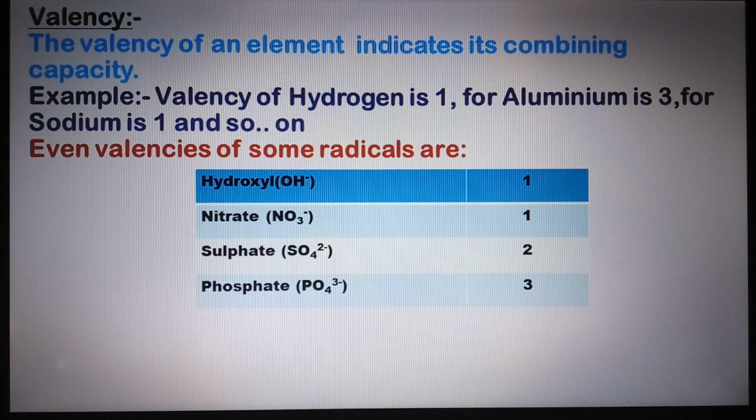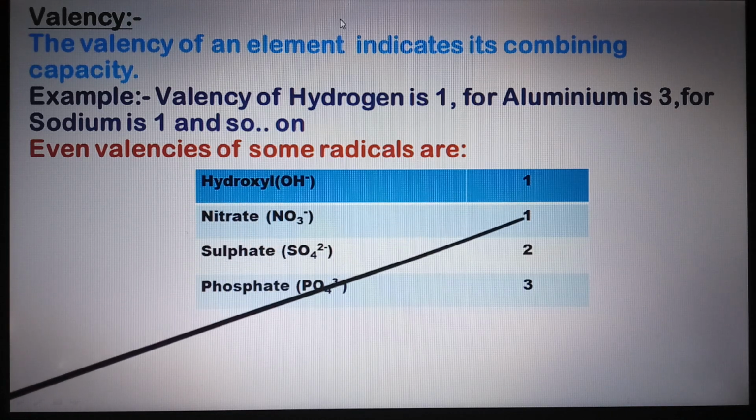Hydroxyl, that is OH: two atoms join together to form a charged atom, hence they are called radicals. Here, if you see, the hydroxyl ion, this is OH, closed in a bracket, is having one negative sign, hence it has valency 1. In nitrate, you have to look at the superscript. Here there is only one negative sign, hence again the valency is 1.